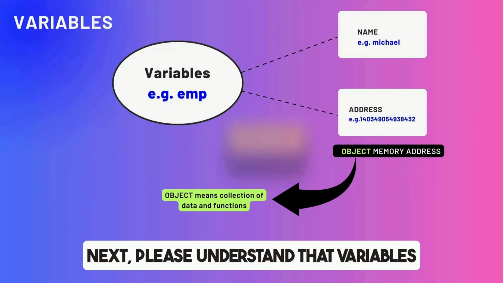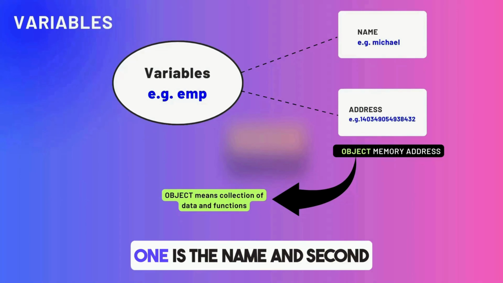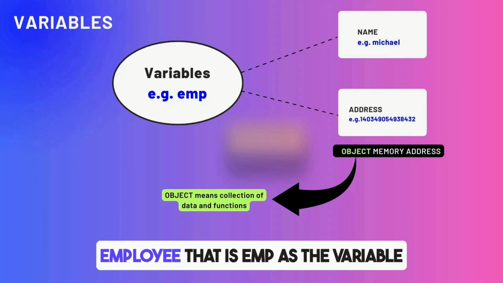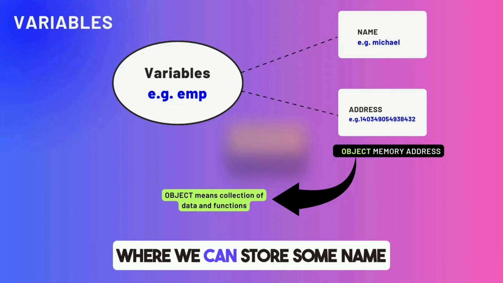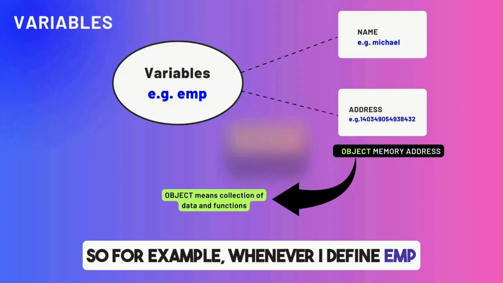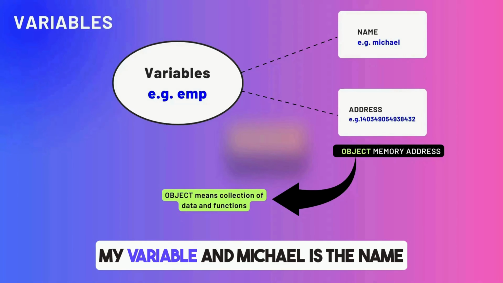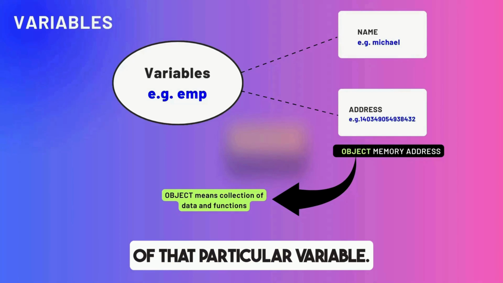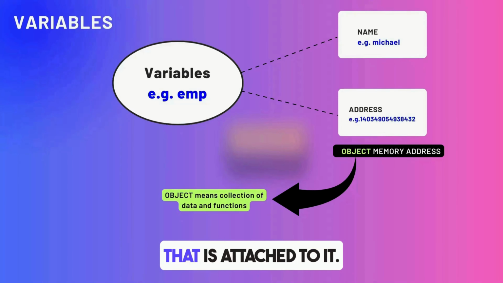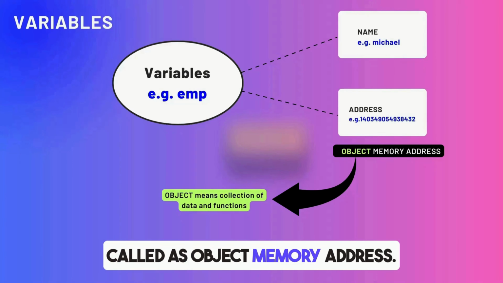Next, please understand that variables in Python consist of two things. So it has basically two characteristics. One is the name and second is the address. So for example, we can have employee, that is EMP, as the variable where we can store some name for that particular variable. So for example, whenever I define EMP equal to Michael, right? So in that case, the EMP is basically my variable and Michael is the name of that particular variable. Additionally, this variable will also have some address that is attached to it. This address in a variable is basically called the object memory address.